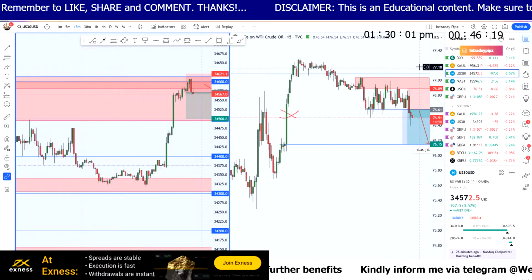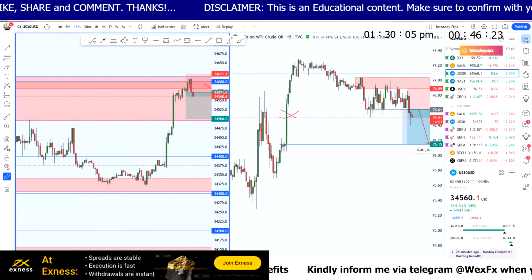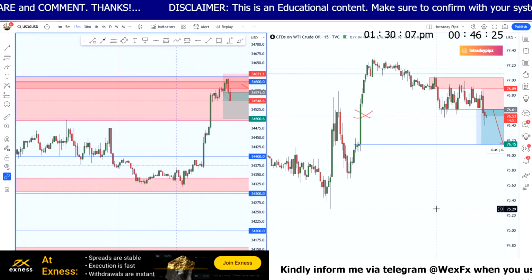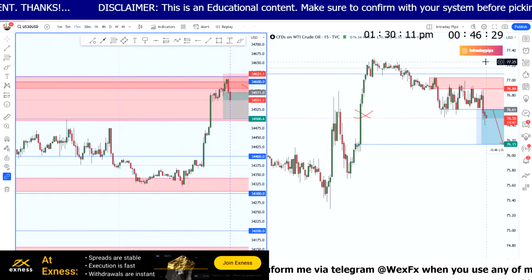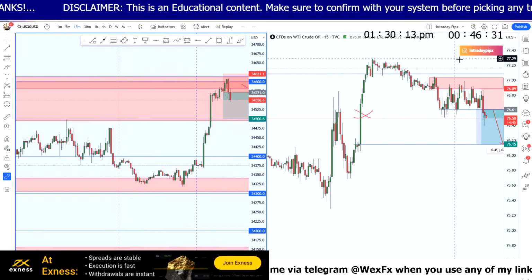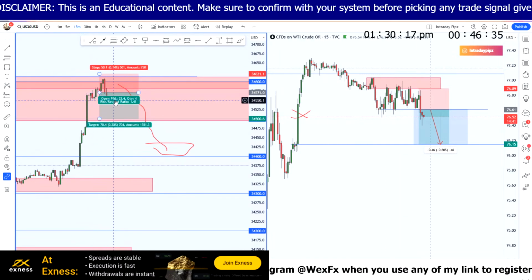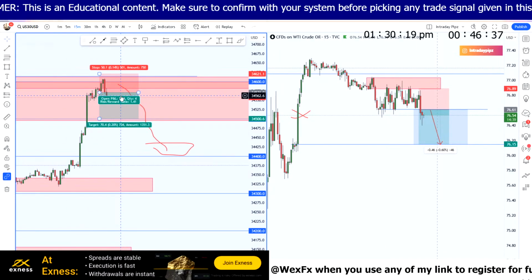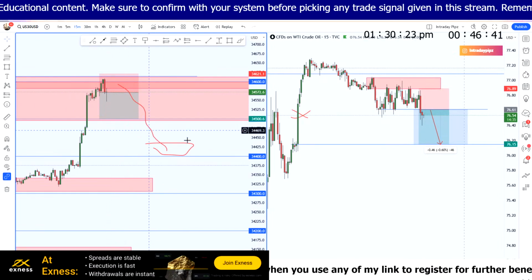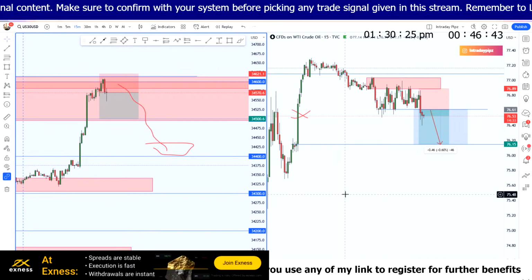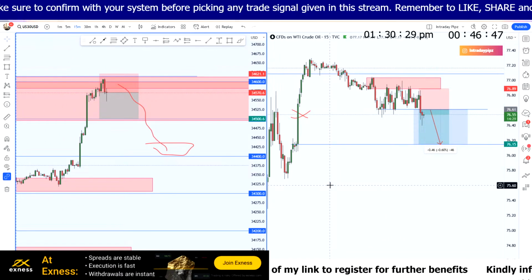And here we go. The sell is intact, and we are in the sell already. So guys, make sure you manage your trade accordingly. Price is reacting. So let's see. Are we going to get that needed push or that needed drop?